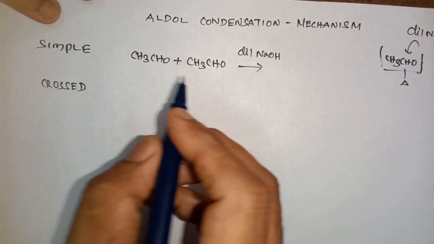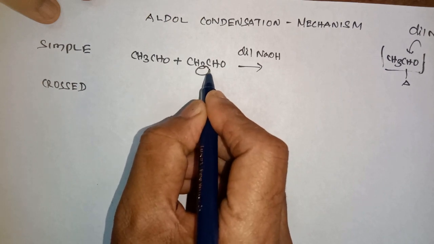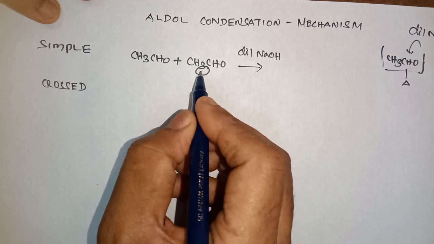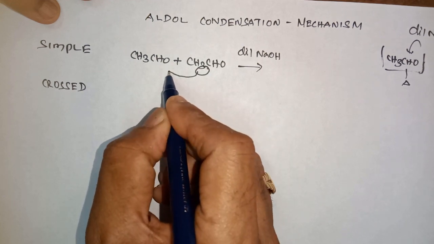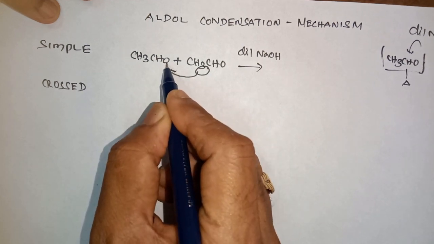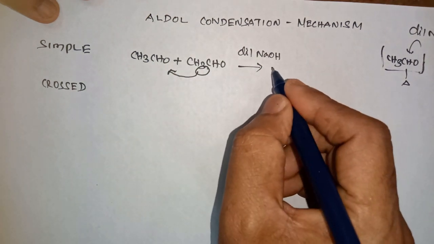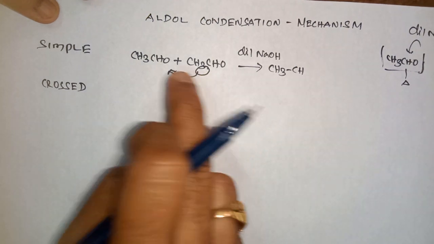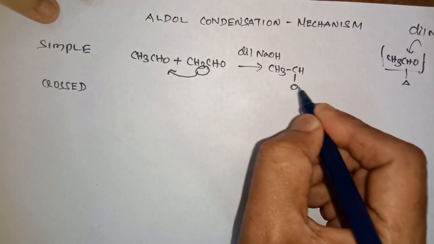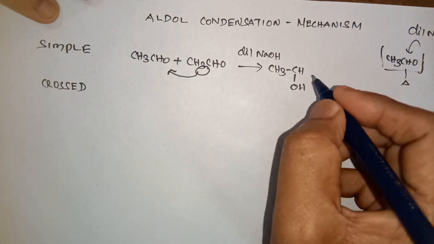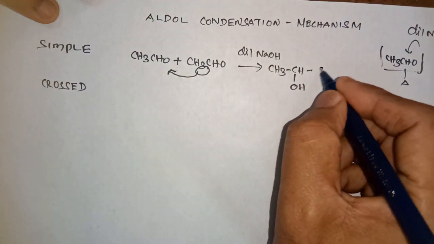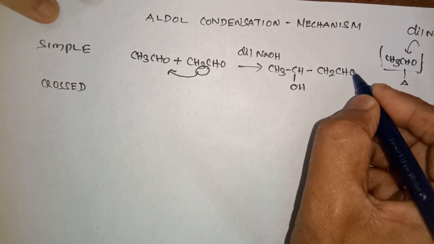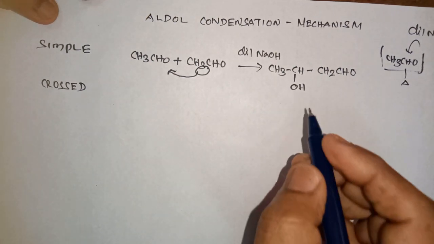Now you see what will happen. This is called alpha hydrogen. How many alpha hydrogens does it have? Three alpha hydrogens. Out of these three, one hydrogen adds to this oxygen and that carbon will bond with the other carbonyl carbon. Now I can write the reaction. CH3CH, this H adds to O and it comes here. It is OH and a single bond. What is remaining? It is CH2CHO. It is named aldol.